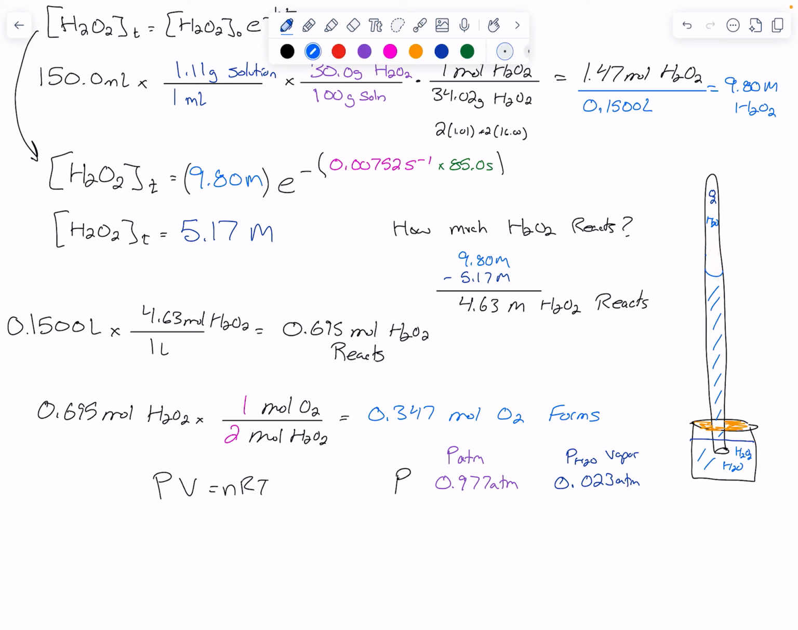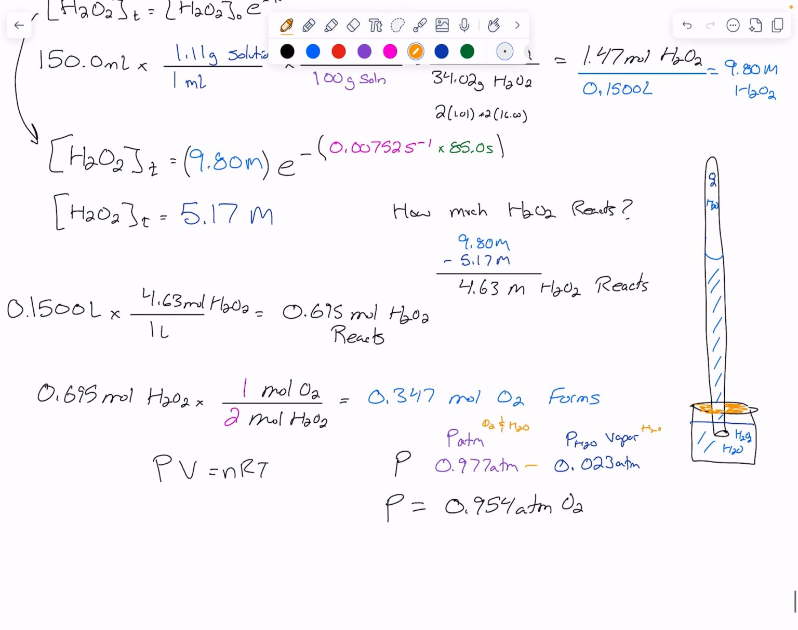So that means the observed pressure would be the difference here, which is 0.954. So the atmosphere was what? O2 and H2O. The vapor is just the H2O.